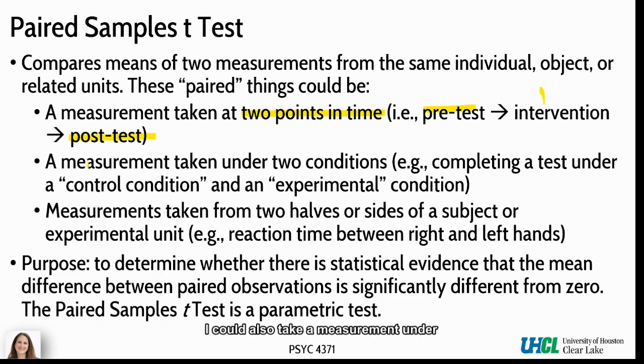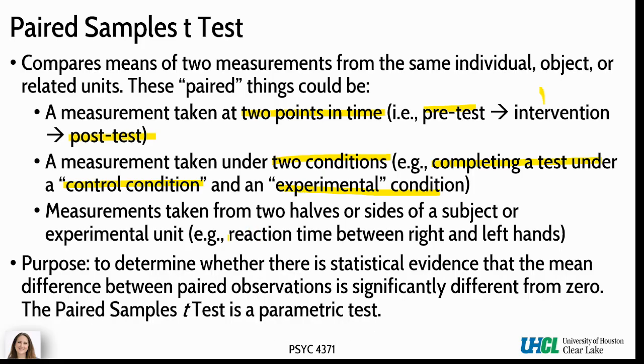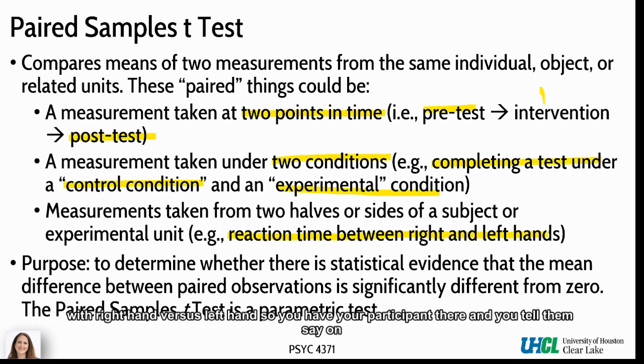I could also take a measurement under 2 conditions, right? So I complete a test under a control condition, and then with the same participants, I complete a test under an experimental condition. Or you can also do measurements that are taken from 2 halves or sides of a subject or experimental unit. And this is kind of an odd thing to conceptualize, but imagine you were looking at reaction time on pushing a button with right hand versus left hand.